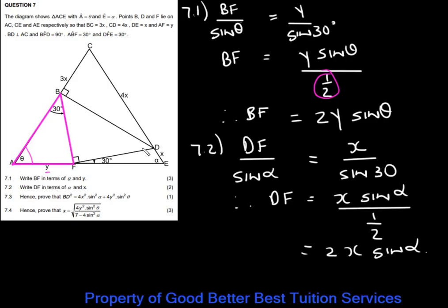Now, in 7.2, they ask us to write DF in terms of alpha and x. So now we are looking at the blue triangle, and we are going to say DF divided by sine alpha is equal to x divided by sine 30, and cross multiply again, and we see that x sine alpha divided by a half is going to be equal to 2x sine alpha.